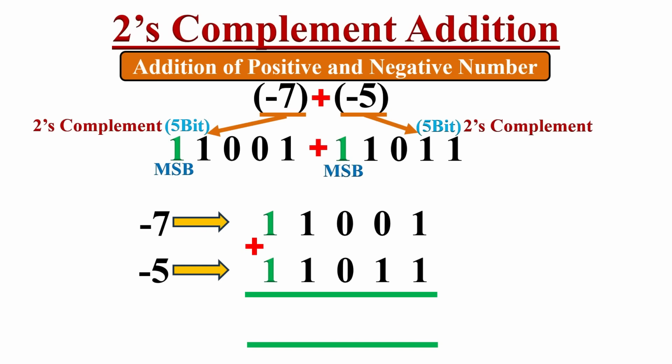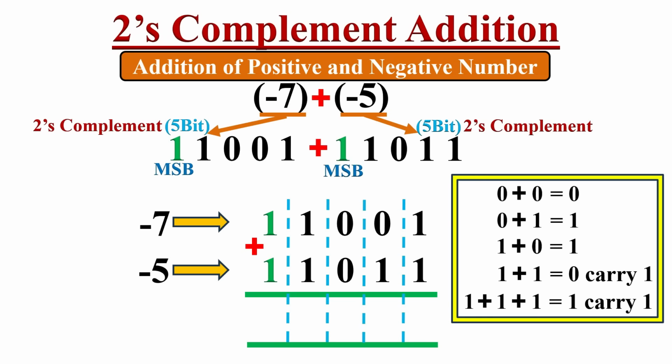Binary addition must be done by column method starting from LSB. So here LSB column is 1 plus 1, that equals 0 with a carry of 1. In next column it is 1 plus 1, that equals 0 with carry of 1. In next column it is 1 plus 0, that equals 1. Now in next column it is again 1 plus 1, that equals 0 with carry of 1. In final or MSB column it is addition of three 1's, that equals 1 with carry of 1.